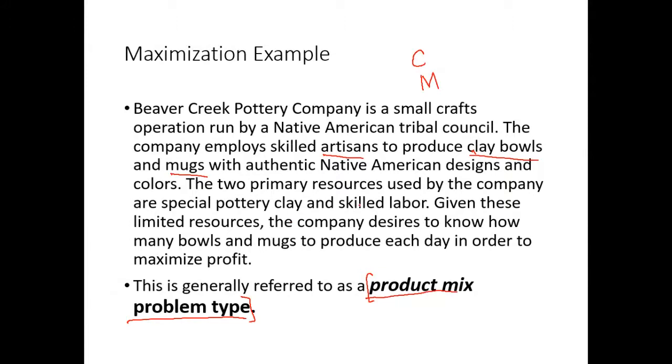So they have two items. One is the clay bowls and mugs with authentic Native American designs and colors. These are the two primary products. Now comes the constraint side. This is the first information, then they are telling about the constraints. The two, that means resources. So they're talking about two resources.